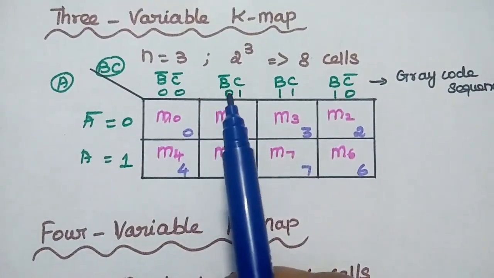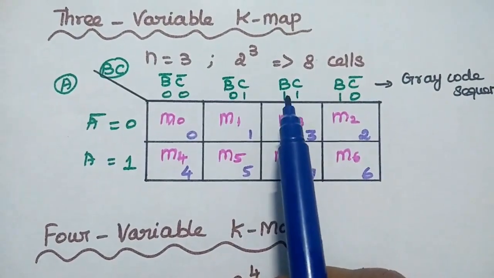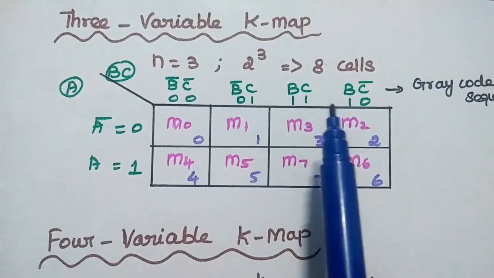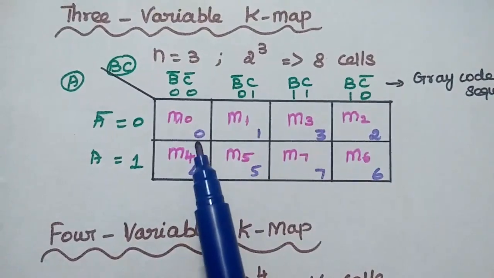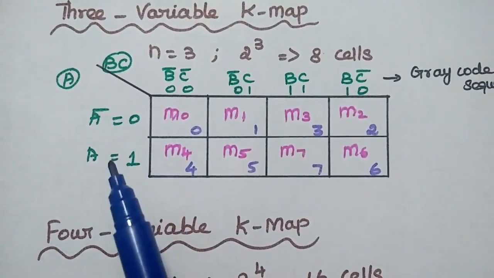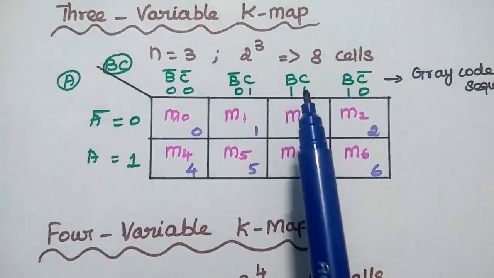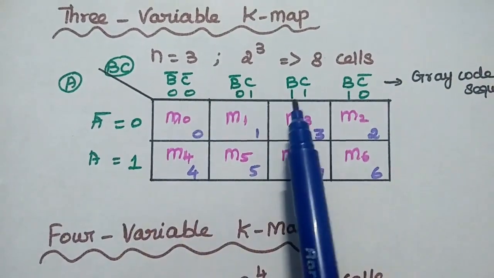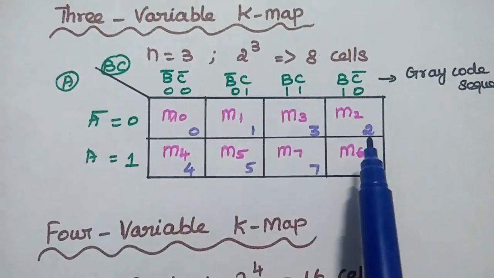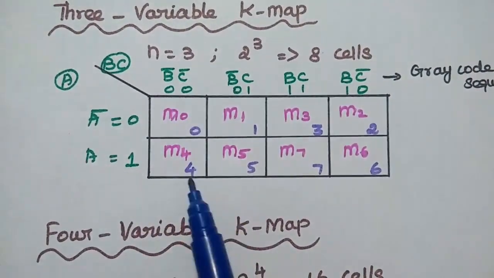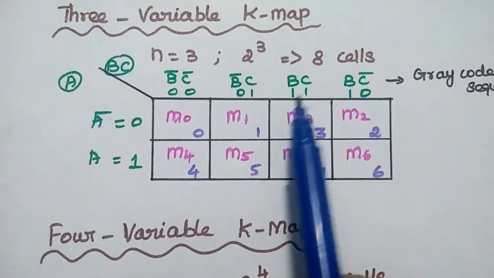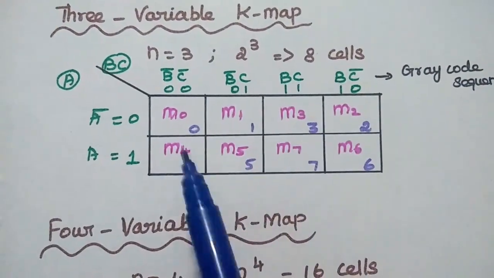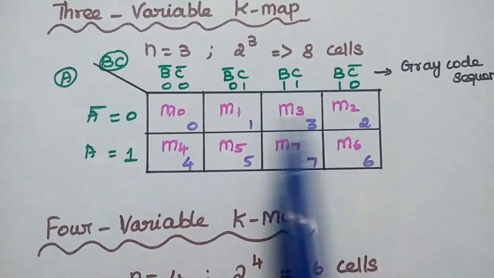So here it is 0, 0. The next one is 0, 1. So there is only one bit changed, right? The next one is 1, 1, and then 1, 0. So you can see there is only one bit changed from its previous and next bits. Here we can represent A bar, that is equal to 0, A is equal to 1. Likewise B bar C bar, B bar C, B C, B C bar. So here its value is 0, 0, 0 is 0, 0, 0, 1 is 1, 0, 1, 1 is 3, 0, 1, 0 is 2. Likewise here 1, 0, 0 is 4, 1, 0, 1 is 5, 1, 1, 1 is 7, 1, 1, 0 is 6. So we can represent this with its minterms M0, M1, M3, M2, M4, M5, M7 and M6.